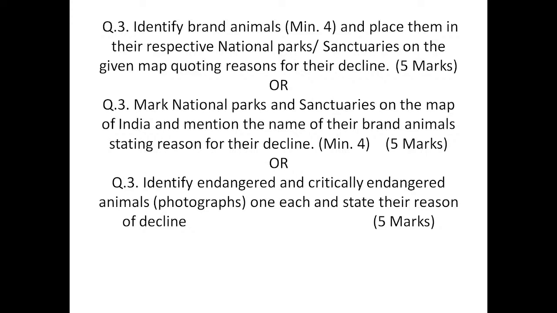Alright, let's move ahead to the next option. Mark national parks and sanctuaries on the map of India and mention the name of their brand animal, stating the reason for their decline. Here you will be given names of national parks. Any 5 national parks will be given, or maybe directly 4. If 5 or 6 are given, you will be asked to mark any 4 on the given map of India, and after that in your answer book you have to write which state this national park belongs to and which is the brand animal. So you will be asked to identify, mark on the map, and write down their brand animals.